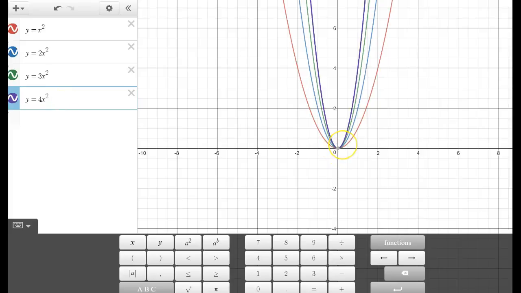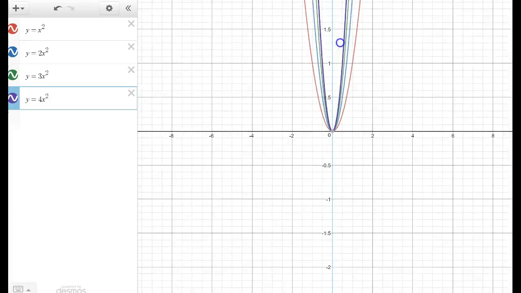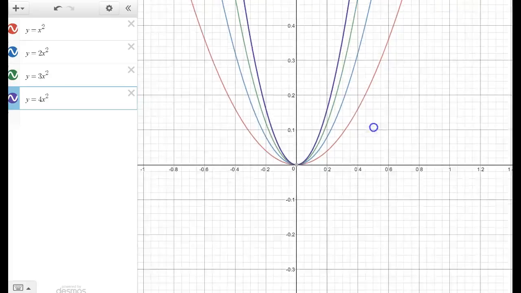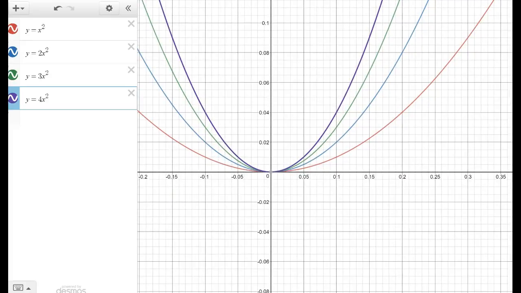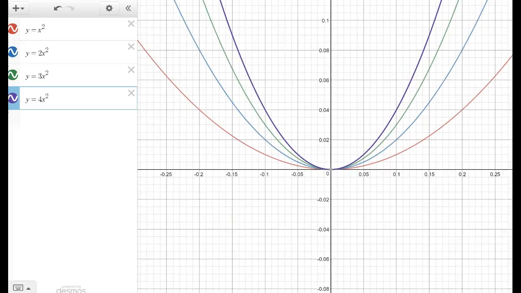Now you'll notice that it just shows 1 point. That is the vertex of all 4 of these functions. If I zoom in, keep zooming in, and I keep zooming in, no matter how close I go, we see that those parabolas are still intersecting all at the vertex 0, 0. They're all opening upward, and as we increase this number here, we see a change in the graph.